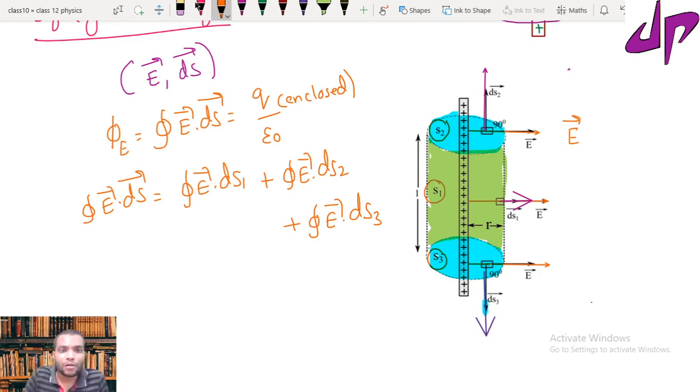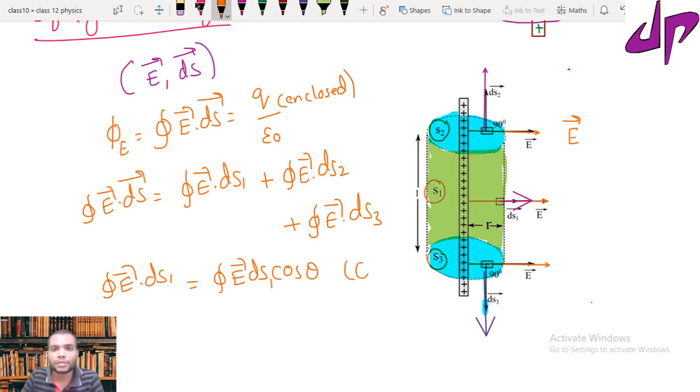Now, what is the value of the closed integral of E bar dot ds1? It is the dot product of two vectors, so I can write the closed integral of E ds1 cos theta. What is the angle between them? The angle between the electric field vector and the area vector goes to 0. It means theta equals 0 degrees here. You will get the value closed integral of E ds1.